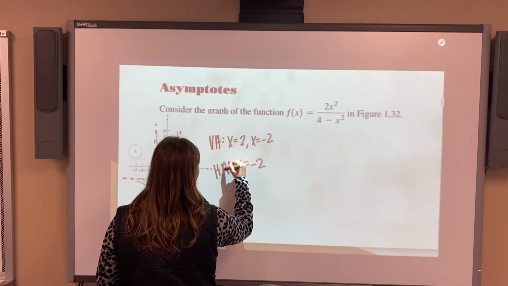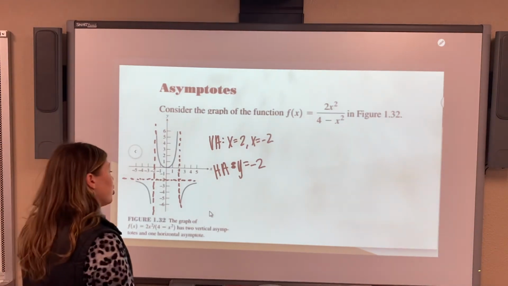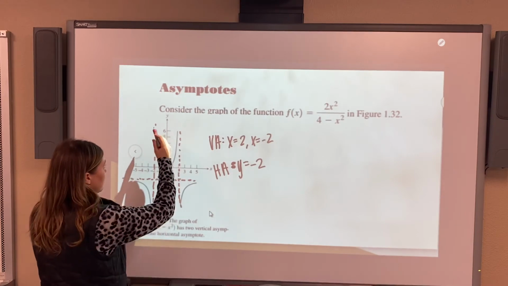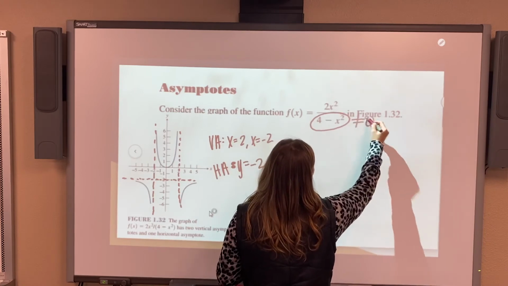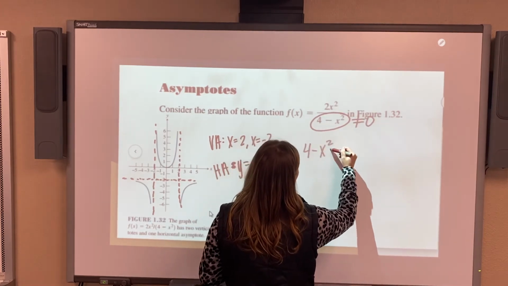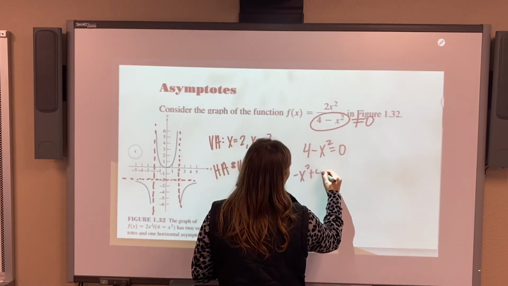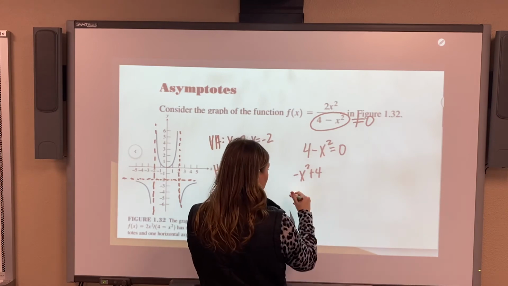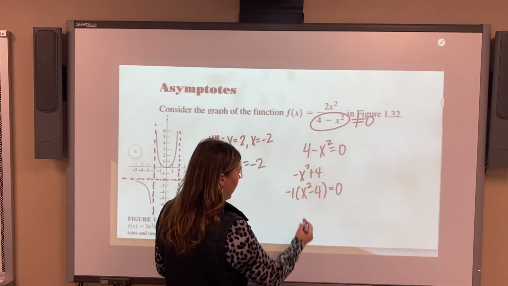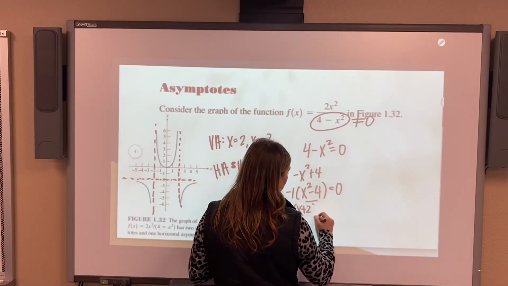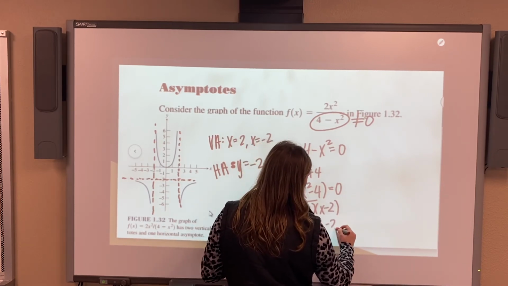HA is horizontal asymptotes. And so we're going to talk about algebraically how to find those. I very roughly talked about vertical asymptotes: that is when our denominator can't equal 0. So if we set 4 minus x squared equal to 0, I'm going to do some manipulating. Negative x squared plus 4, I'm going to factor out that negative 1 to make x squared minus 4 equals 0. That is the difference of two squares, so (x plus 2)(x minus 2), set those equal to 0. That's how we get our 2 and our negative 2 algebraically.